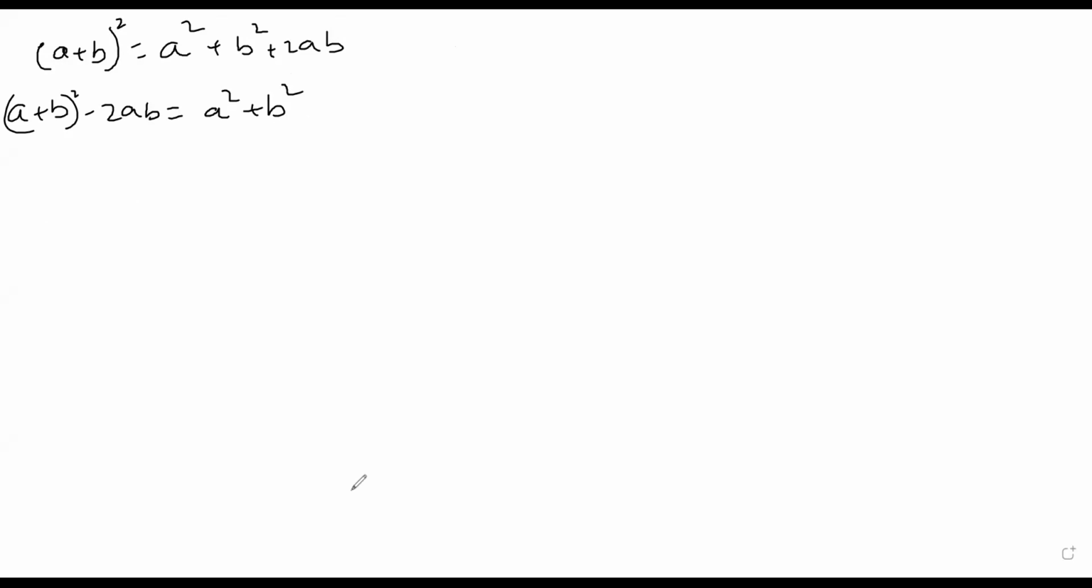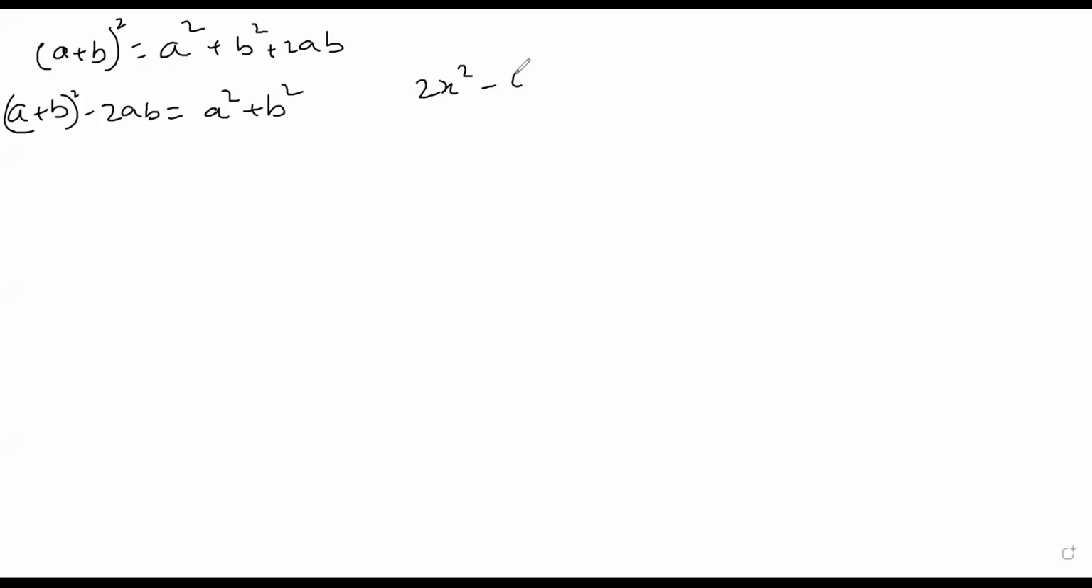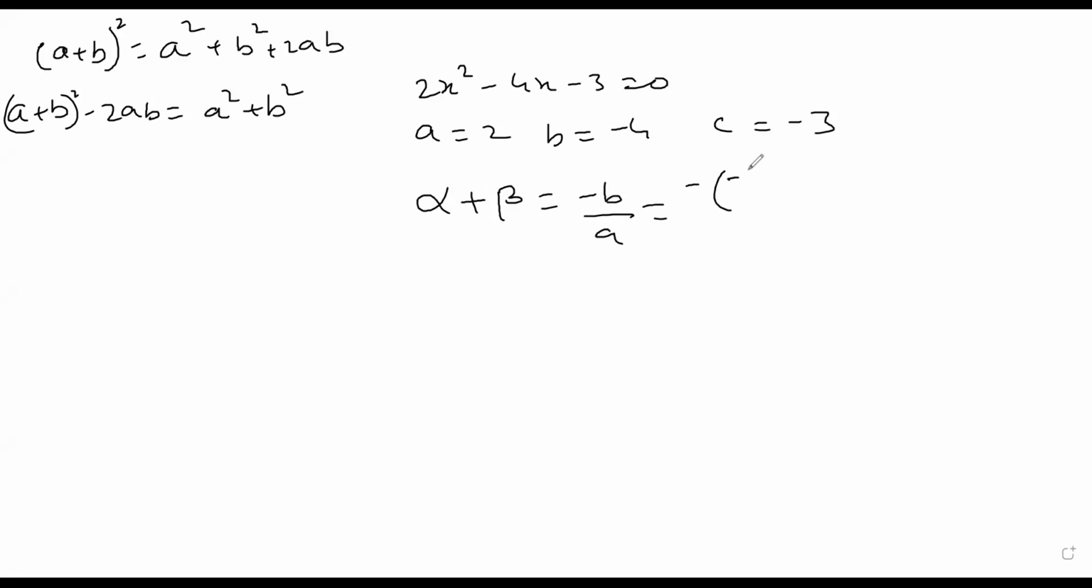The equation is 2x square minus 4x minus 3 is equal to 0. A is 2, b is minus 4, c is minus 3. Sum of the roots is minus b by a, that is minus of minus 4 by 2, that is 4 by 2, that is 2. Product of the roots is c by a, that is minus 3 by 2.